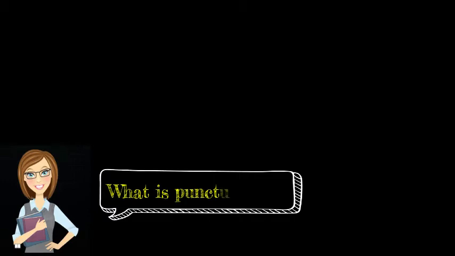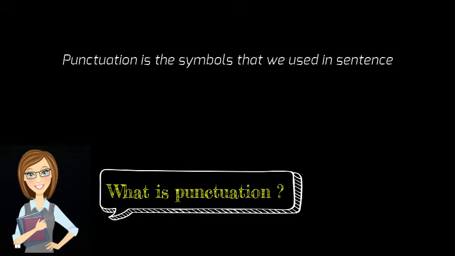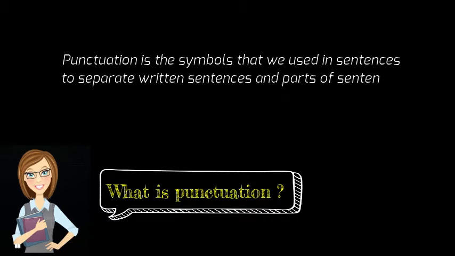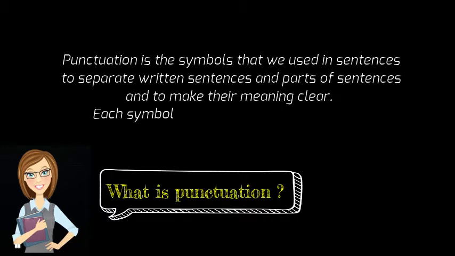What is punctuation? Punctuation is the symbols that we use in sentences to separate written sentences and parts of sentences to make their meaning clear. Each symbol is called a punctuation mark.